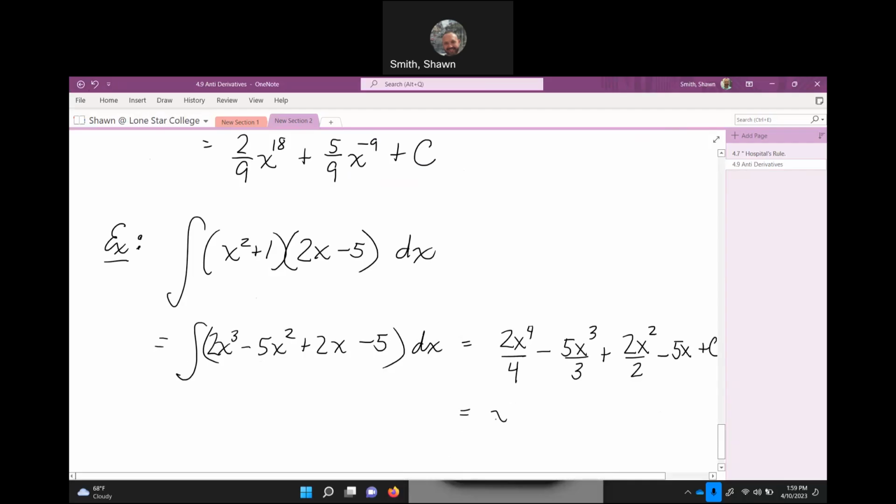And let's simplify the fractions down. That's x to the fourth over 2 minus 5/3 x cubed plus x squared minus 5x plus c. Pretty simple.